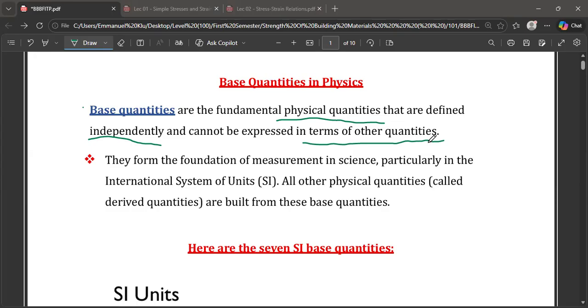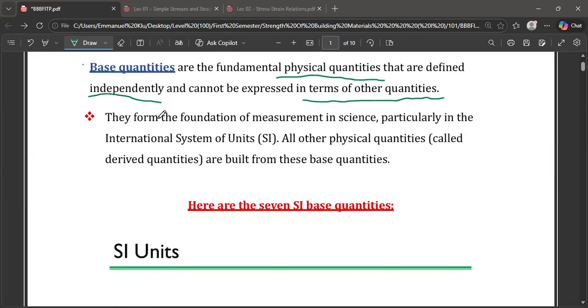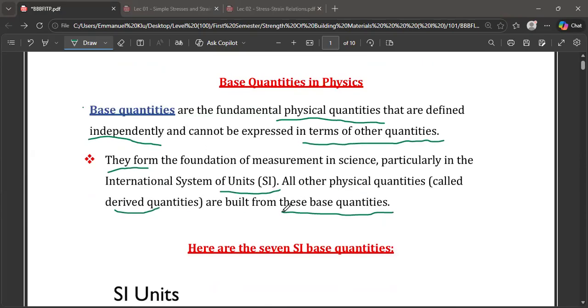It means that when you take derived quantities, a combination of two or more base quantities is what provides a derived quantity. Do you understand me? Okay. So base quantities form the foundation of measurements in science, particularly in the International System of SI units. All other physical quantities, called derived quantities, are built from these base quantities. Take note that base quantities can also be called fundamental quantities.